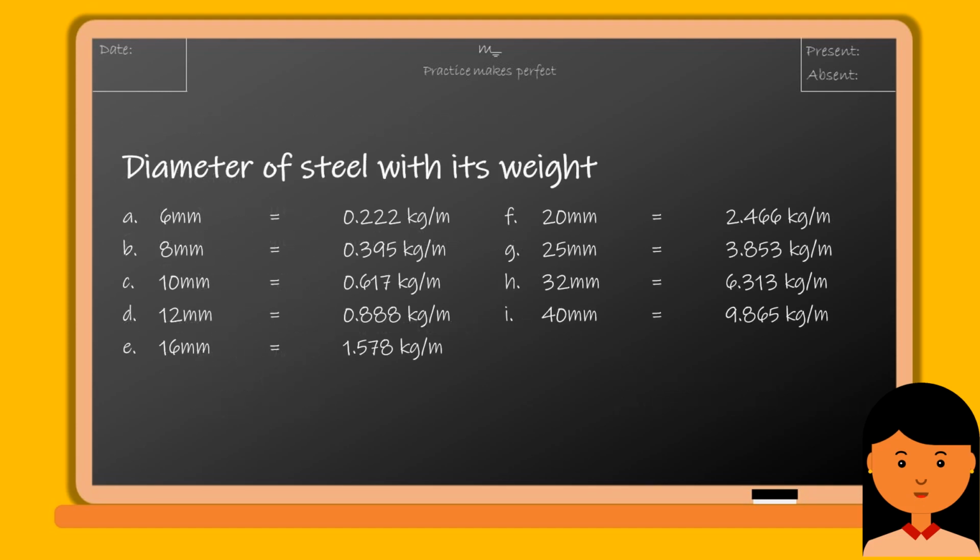Diameter of steel, with its weight, are given below. Every civil engineer must know this detail.